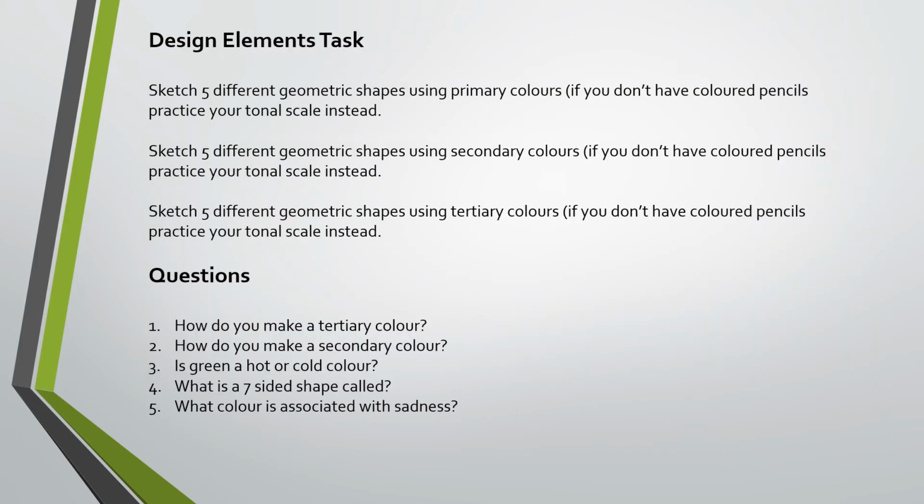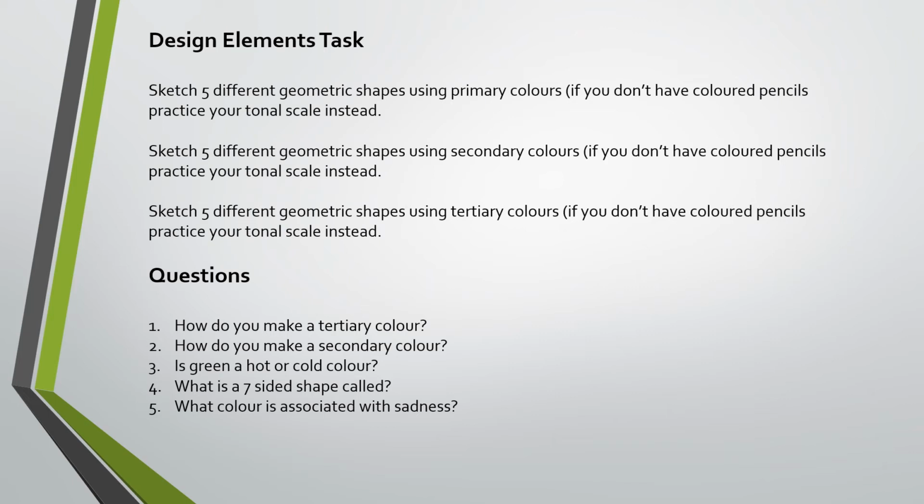Now, what we have here is a small task for you to do. For the design element task, sketch 5 different geometric shapes using primary colours. If you do not have colour pencils, you can practice your tonal scale instead. So what I'm wanting you to do is go back and have a wee look at the slide with all the different shapes on it. And what I would like you to do is sketch 5 of those shapes of your choice. Make sure they're all different.